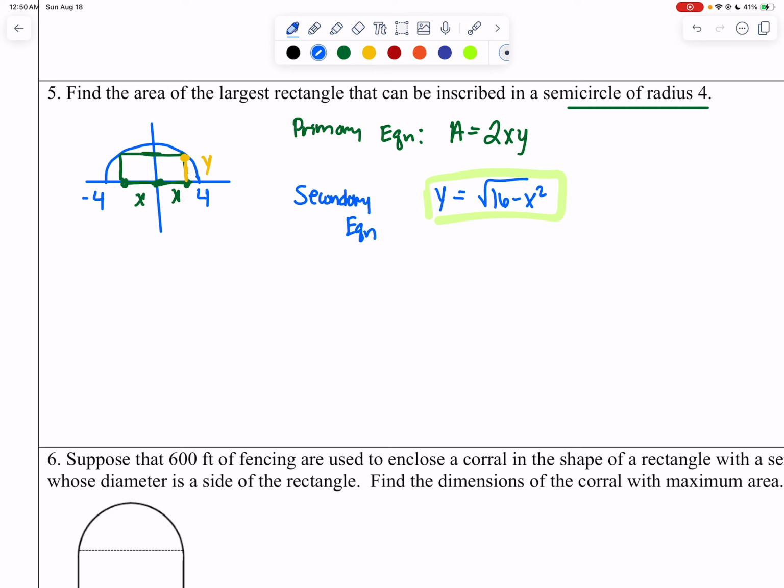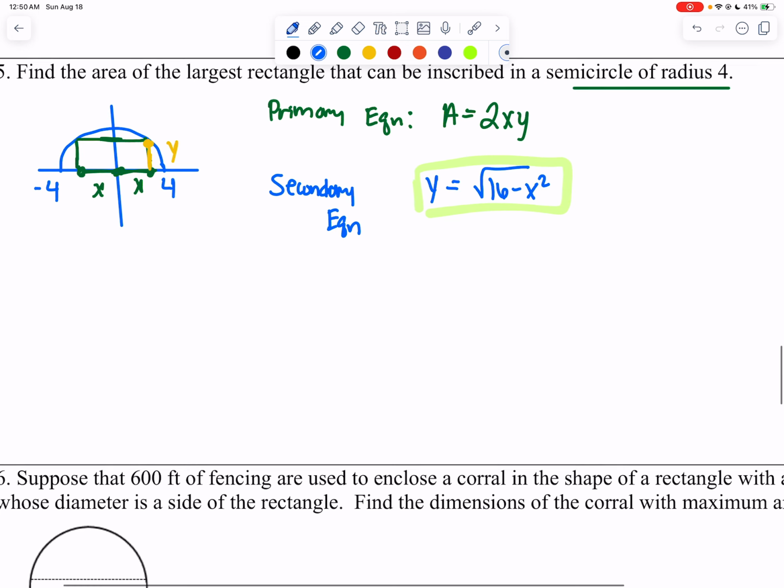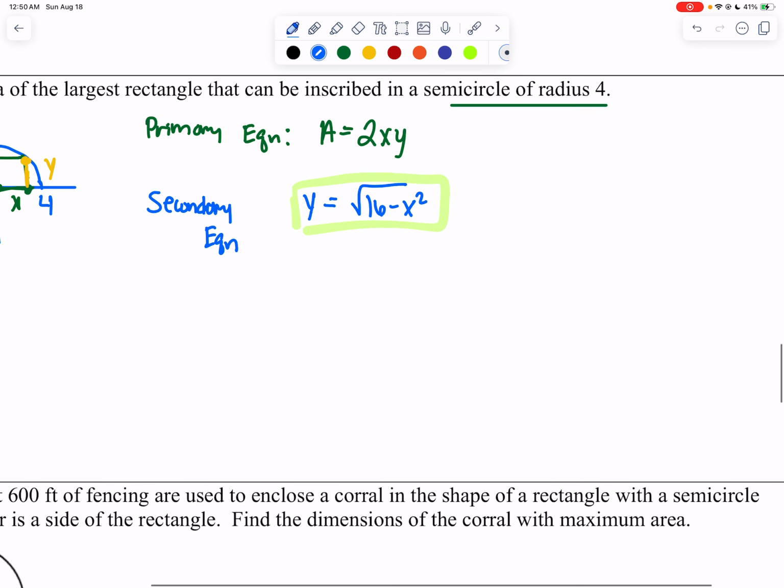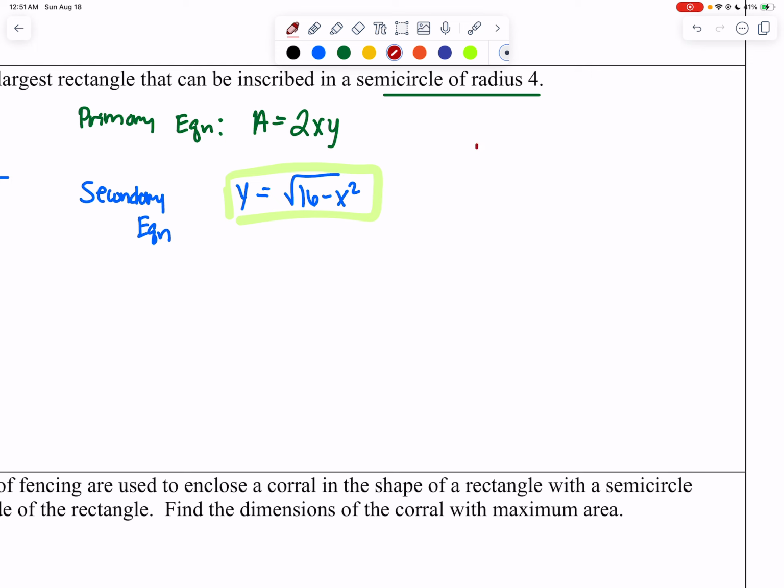All right, so now that I have my secondary equation, I'm going to use substitution to have one variable. So I have the area of 2x times root 16 minus x squared. All right, this is going to be a mess because we're going to have to use product, and then with product, we're going to have to use chain. So this is going to be a lot of fun.